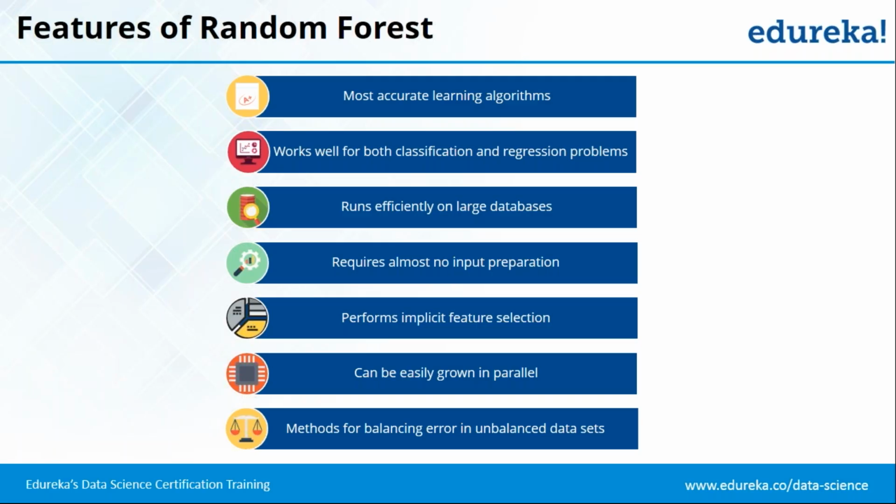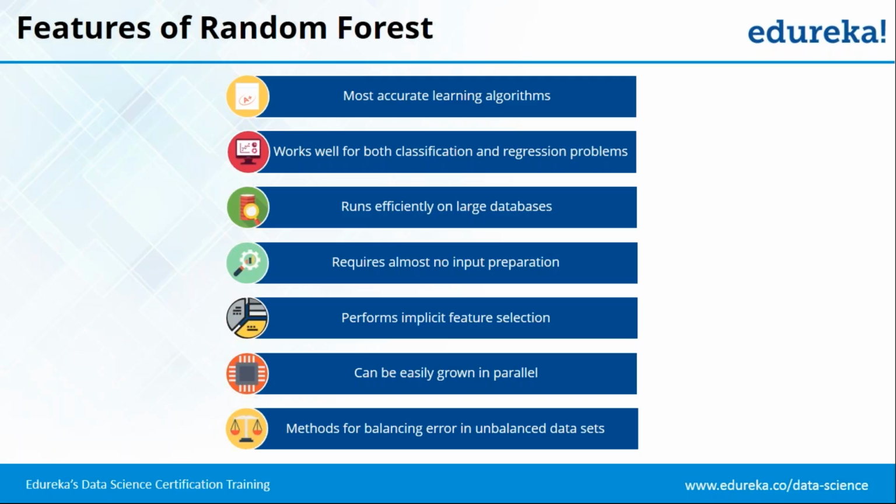Now, the second most important feature is that it works well for both classification and regression problems. By far, I have come across this as one and the only algorithm which works equally well for both of them, be it a classification kind of problem or a regression kind of problem, right? Then it runs efficiently on large databases. So basically, it's really scalable. Even if you work with a smaller amount of data, or a really huge volume of data, right? That's a very good part about it.